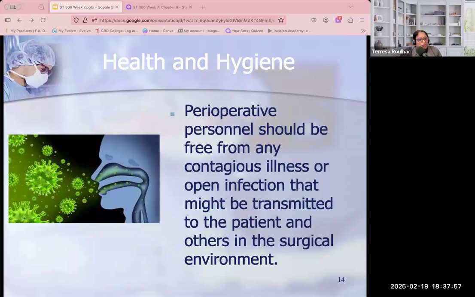But hygiene is really important. Now, bacteria residing in open sores can be really resistant to hand washing. So, we emphasize the importance of just making sure that anyone in the operating room, perioperative personnel, have no open wounds or infections on their hands because that can lead to patient contamination.